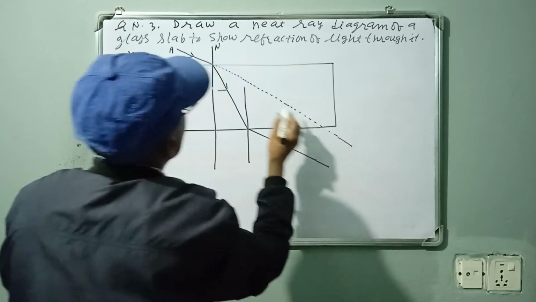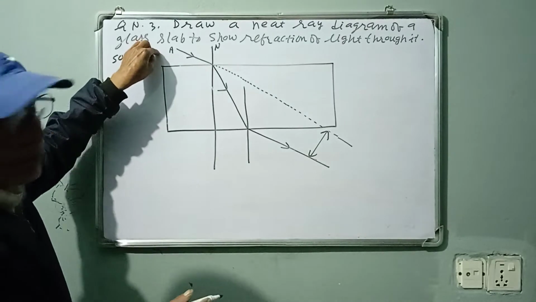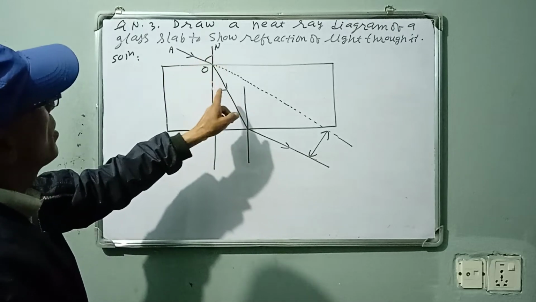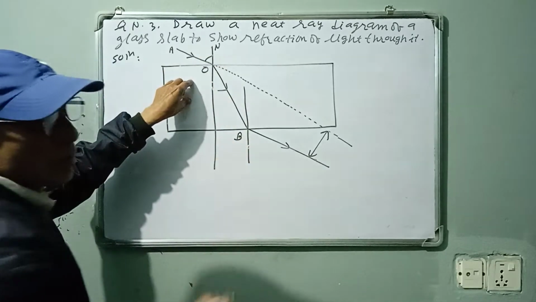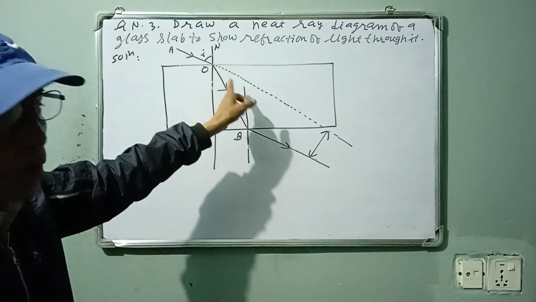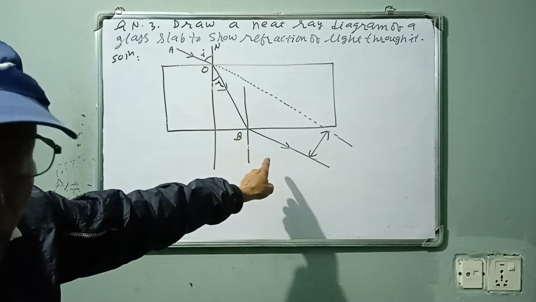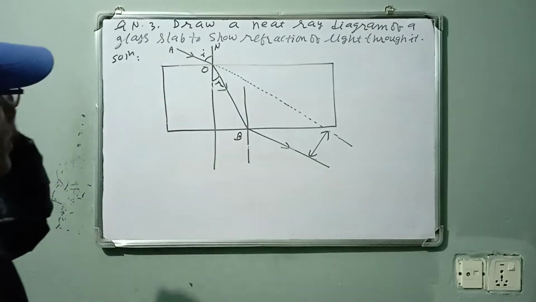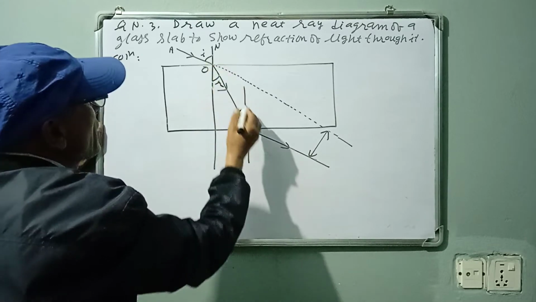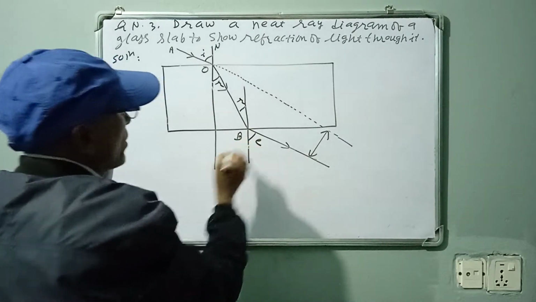These two rays are actually parallel. See, AO is the incident ray, NO is the normal, OB is the refracted ray. This angle is the angle made by the incident ray with the normal, the angle of incidence. The angle made by the refracted ray with the normal is the angle of refraction. These two angles are equal, alternate angles. This angle is the angle of emergence.